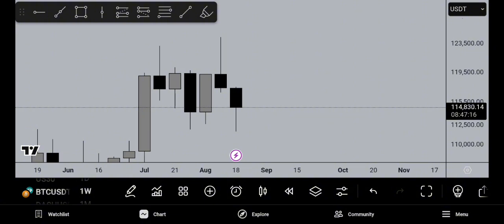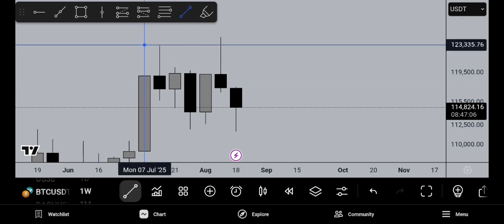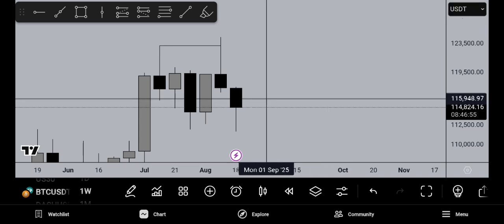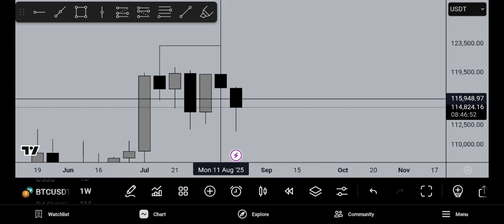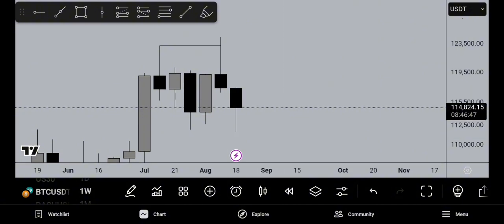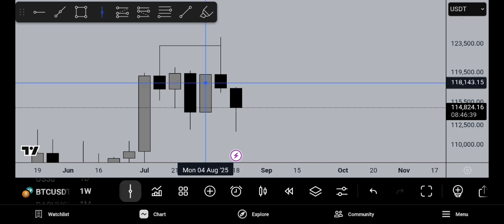That's not my business. So here on the weekly time frame, what I'm seeing currently is just this. I'm not looking at any other thing, only this on BTC. This high was swept last week, I think, and it closed below. So now what is next, after this sweep?